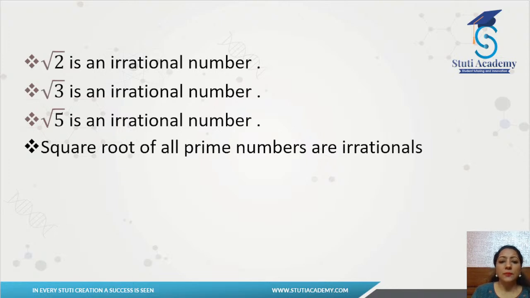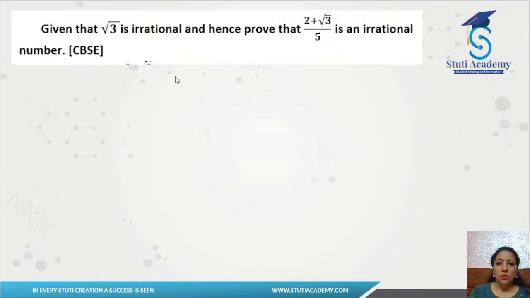So, children, in the previous class, we had discussed in detail that square root of 2 is irrational. Now, we are going to do in a similar way. Let's say that we're going to take square root of 3. Square root of 3 is an irrational number. So, we'll be doing this question.